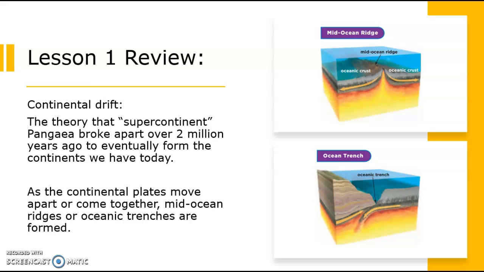So we're going to review just briefly what we learned in Lesson 1. We talked about continental drift, and this is the theory that the supercontinent, Pangea, remember when all the continents were smushed together, it broke apart over 2 million years ago to eventually form the continents we have today. As the continental plates move apart, mid-ocean ridges are formed. As they move together, oceanic trenches are formed, and we're going to talk more about that today.